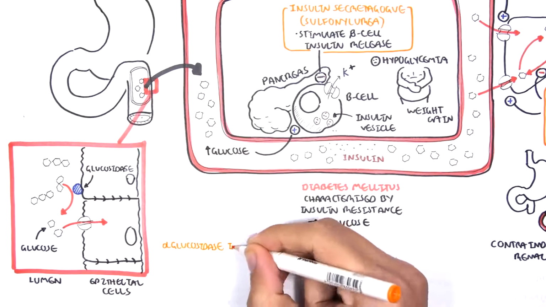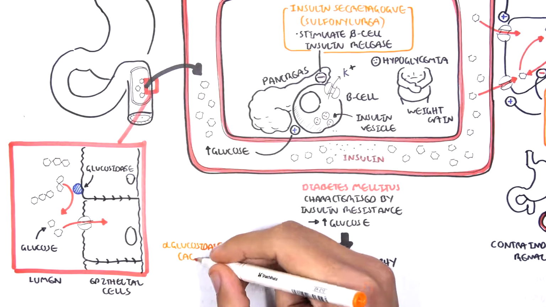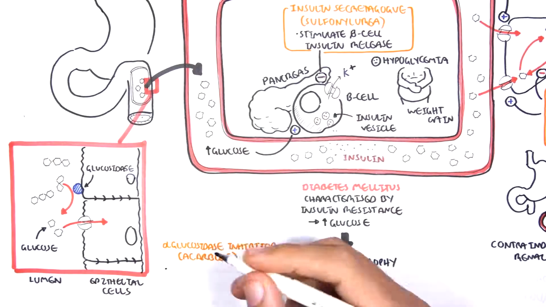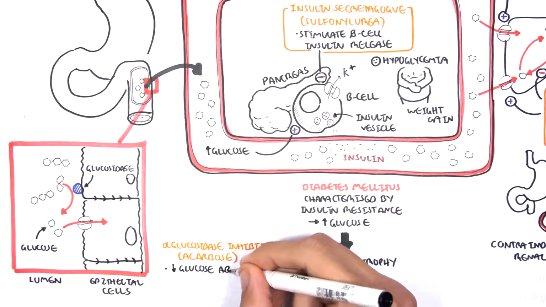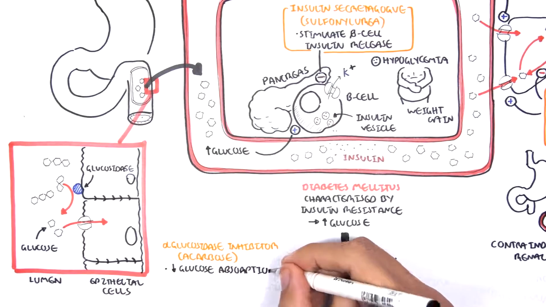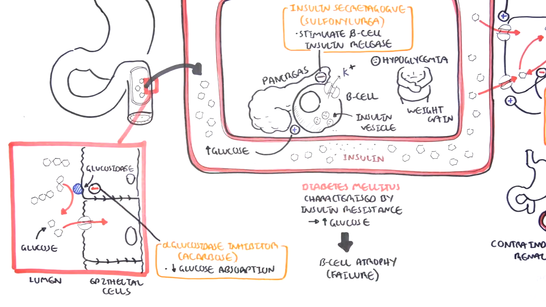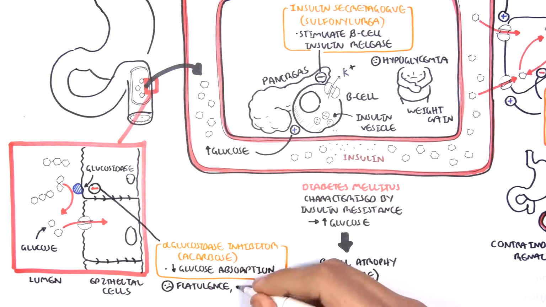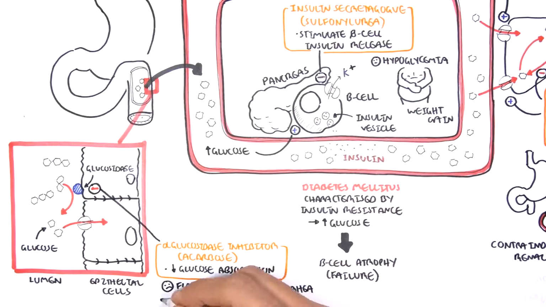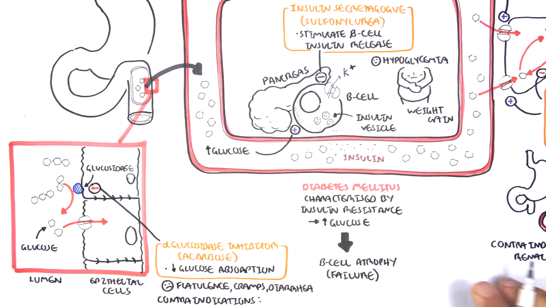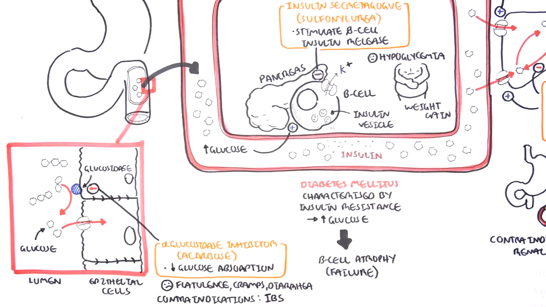And so there is a drug called alpha glucosidase inhibitors, such as acarbose. And these guys literally inhibit this enzyme, causing a decrease in glucose absorption and thus decreasing blood glucose. Side effects of glucosidase inhibitors include flatulence, cramps, and diarrhea. This medication is contraindicated for patients who have inflammatory bowel disease.